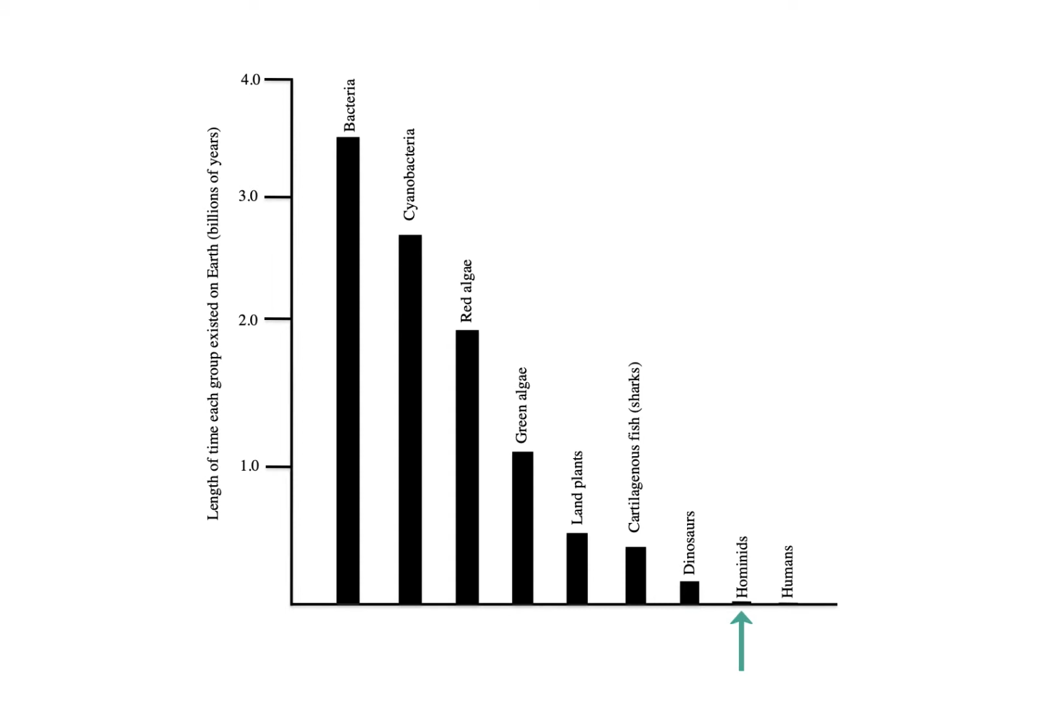Hominids, including great apes, have been around for about 7 or 8 million years, and humans have been around for about 200,000 years. So a very short time, hardly even visible on this chart. So most of evolution happened long before humans were around to study evolution.